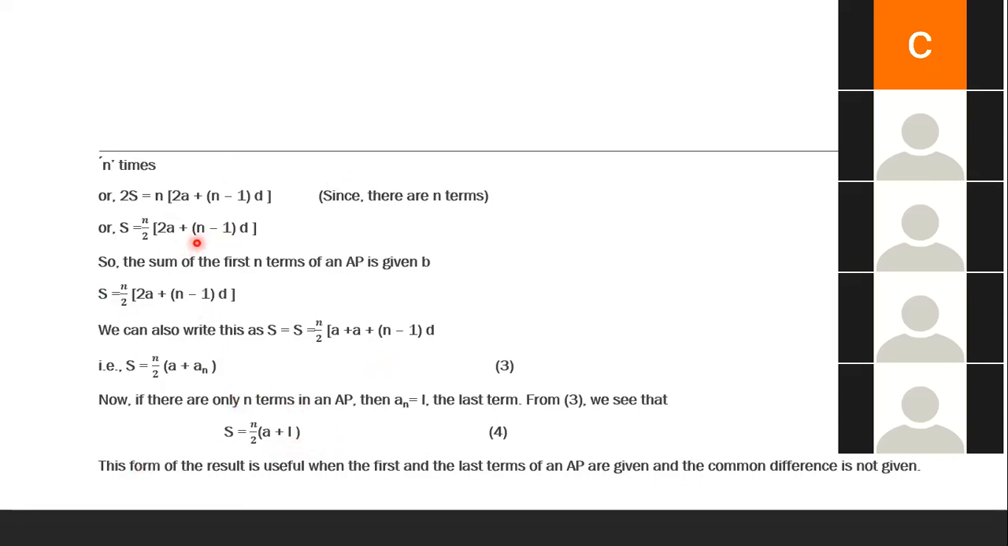This is the formula to find the sum of n terms of an AP. If you split 2A as A plus A plus n minus 1d, here A plus n minus 1d is the nth term. I am writing A plus an in place of 2A plus n minus 1d, and an is nothing but the last term. We can call the last term L also. Am I clear, children?